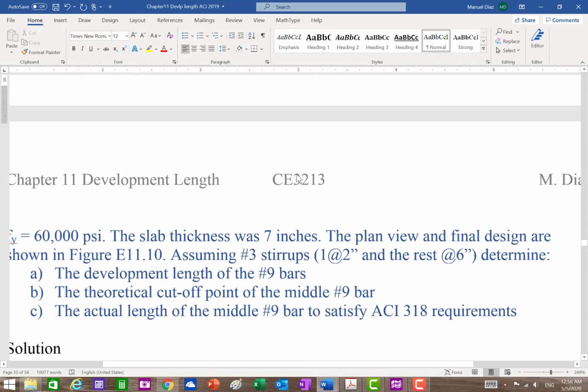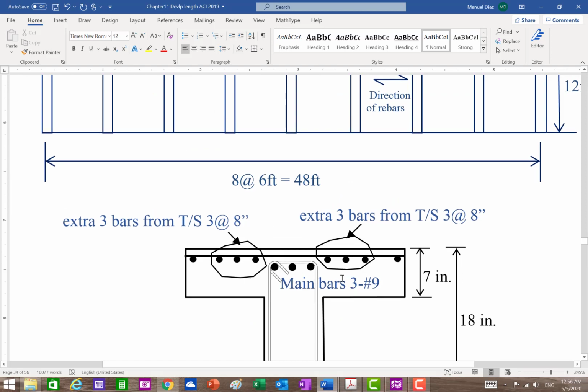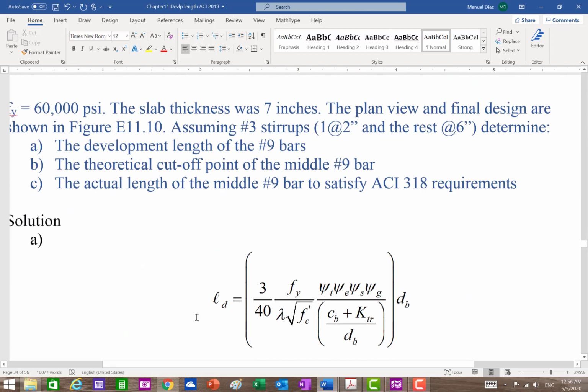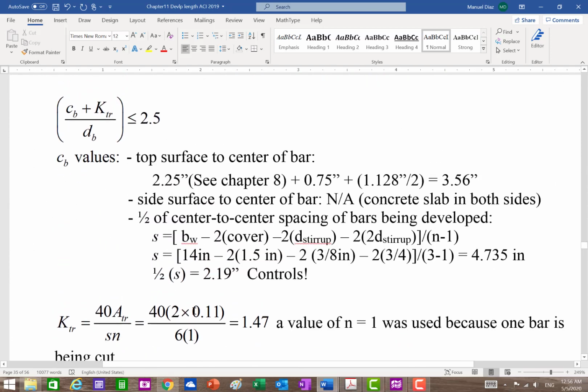Then from the side, notice that we got the slabs. So there is nothing there. So that's protected, so we don't have to worry about the side. And then half of center to center spacing. So we find the S first, and this formula was given to you, right? You have it in your formula sheets. So this is the center to center spacing, right? And now we take half of that, that's 219. That controls over that number. So C sub B is that.